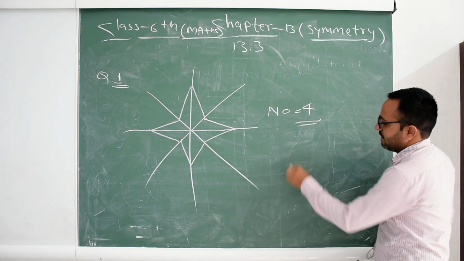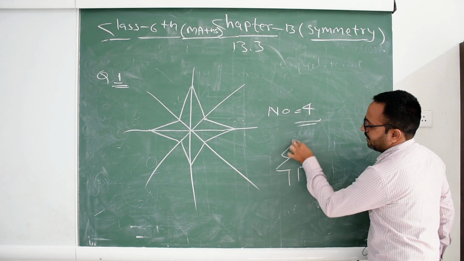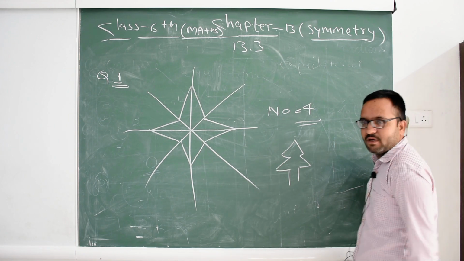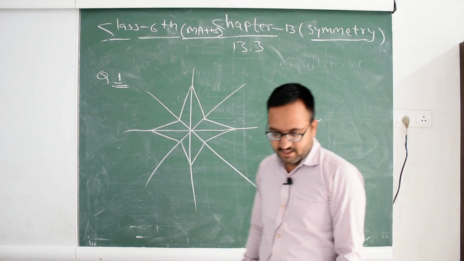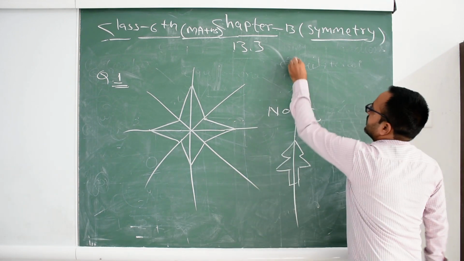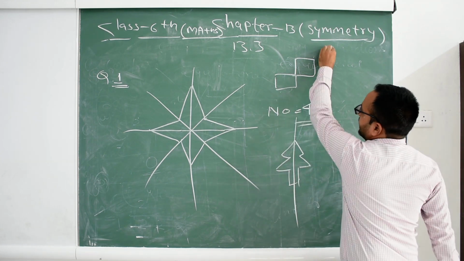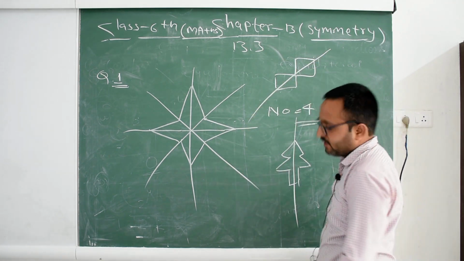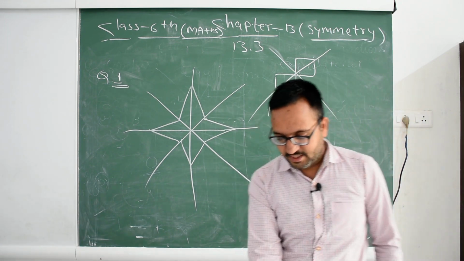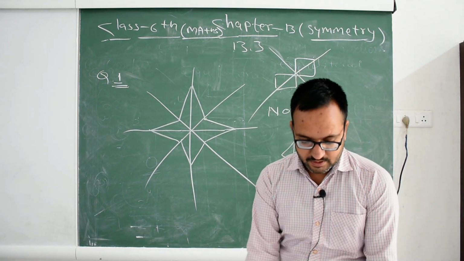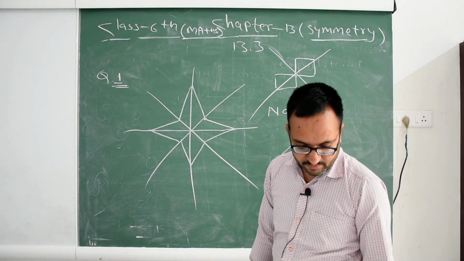Again we have a tree, this type of tree. How many lines of symmetry? Only one line of symmetry we can draw. And in this type of figure, 1 and 2. Only 2 lines of symmetry we can draw, and the remaining figures are for your homework.